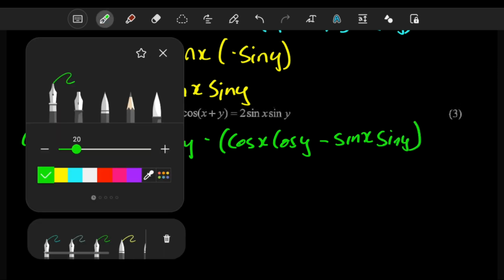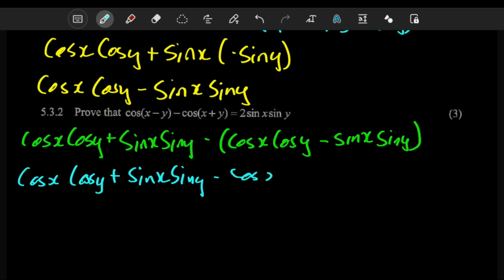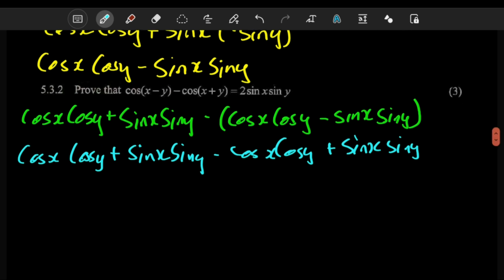There you go. And then the best thing you can do for yourself is to multiply on the inside the brackets. Just multiply inside the brackets. So you're going to have cos x, cos y, and then you're going to have sine x sine y. If you multiply inside, it's negative cos x cos y plus sine x sine y. And then look here, these things cancel each other out.